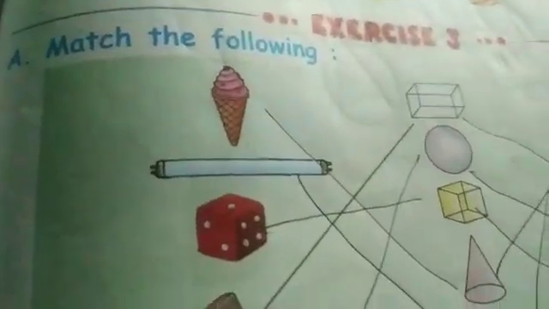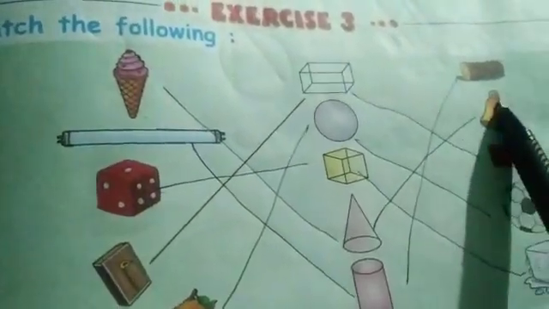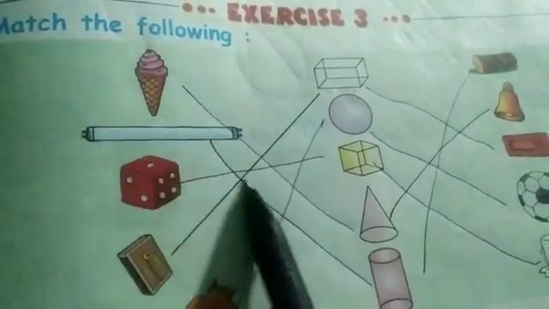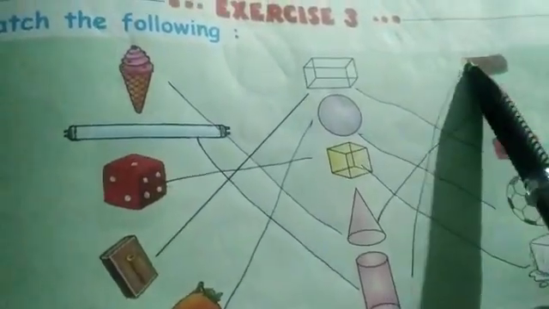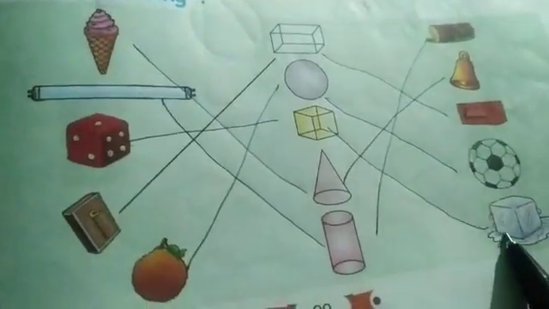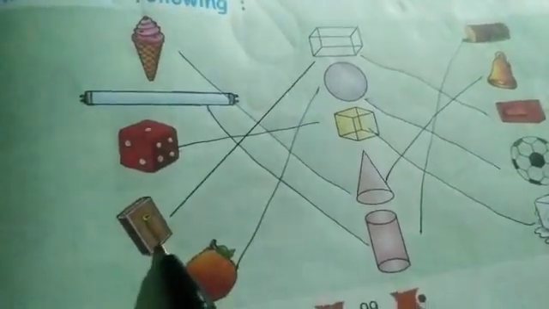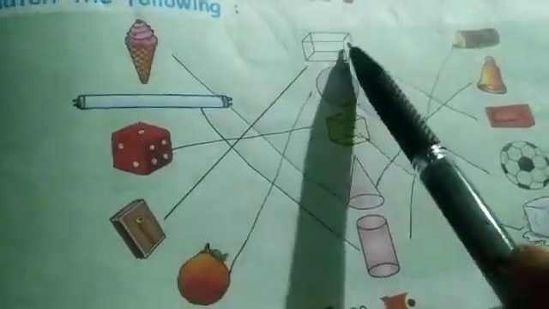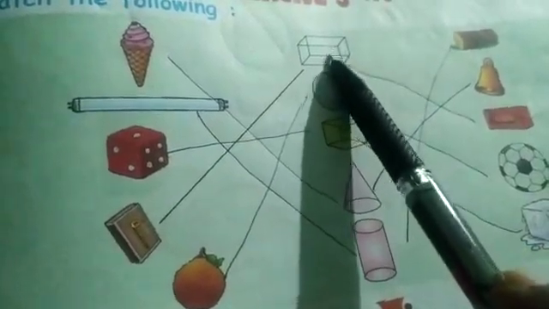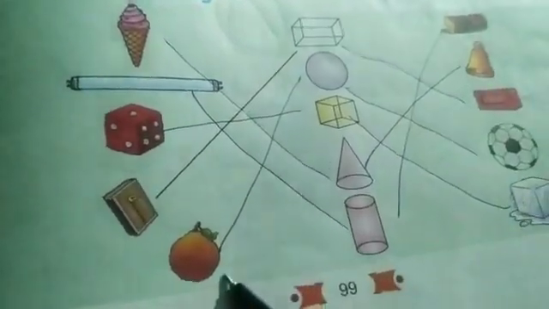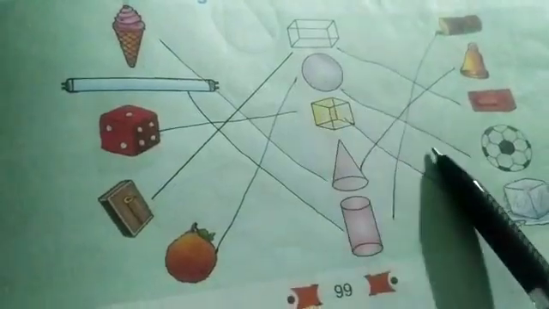You can see match the following, children. Here you can see ice cream cone, bell, okay. Then tube light, cylinder, log, then dice, cube, ice cube, then drawer. Here you can see cuboid, brick, then orange, sphere, then again football. This you can do it in your book.